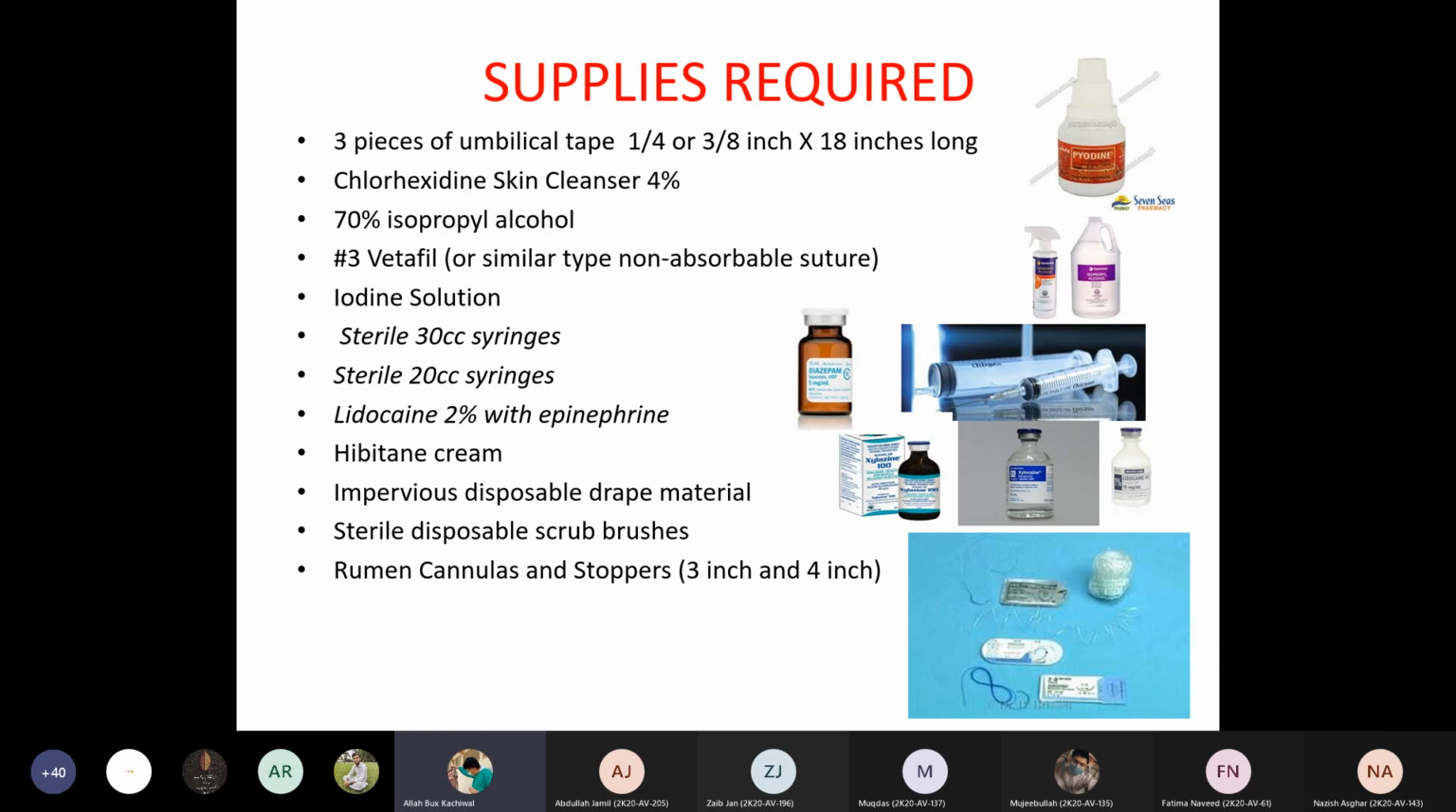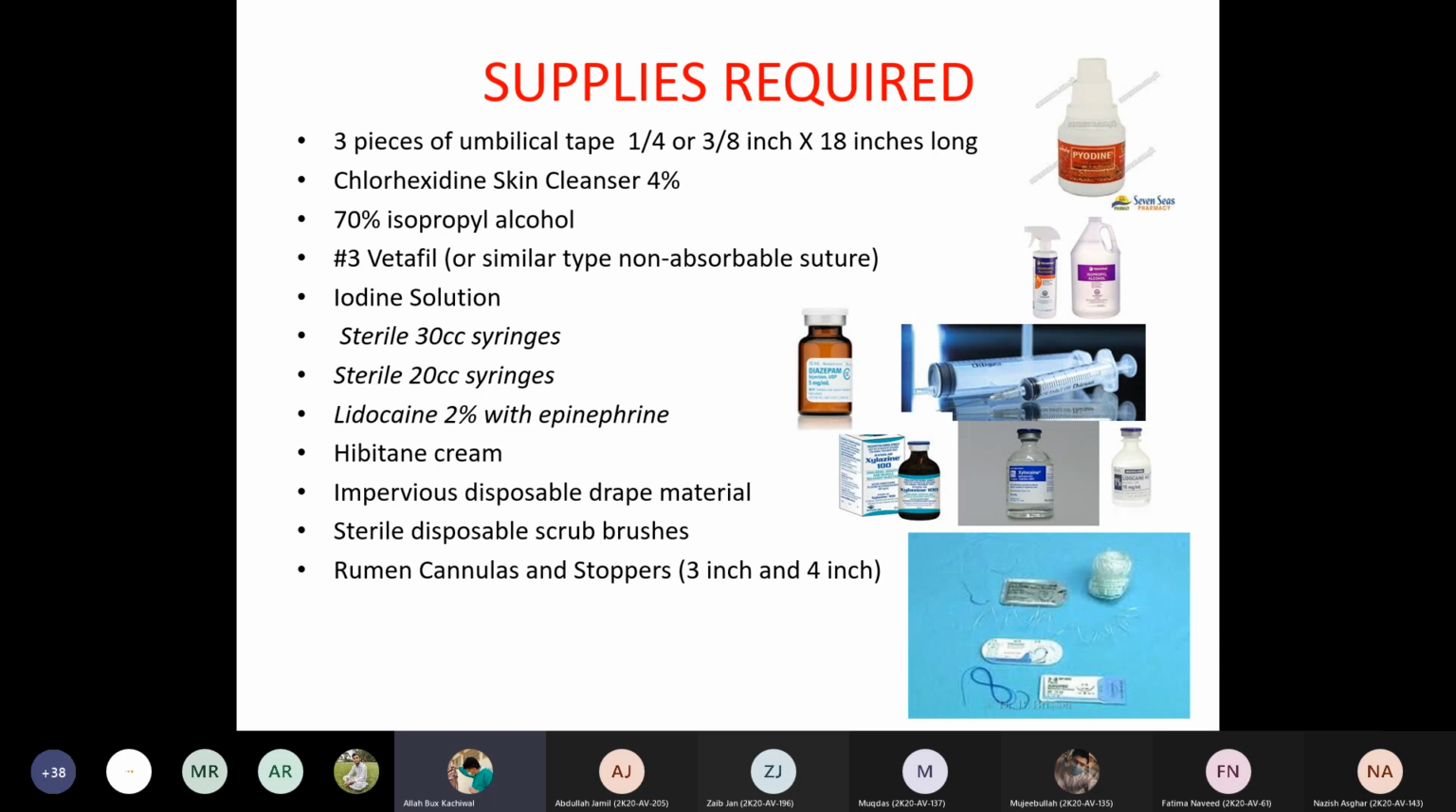And then you need a sterile 30 cc syringe for the local anesthesia, and sterile 20 cc syringes, and you can use lidocaine for local anesthesia with epinephrine. Mostly lidocaine is available alone, but lidocaine with epinephrine is also available in the market. You can use lidocaine 2% with epinephrine.